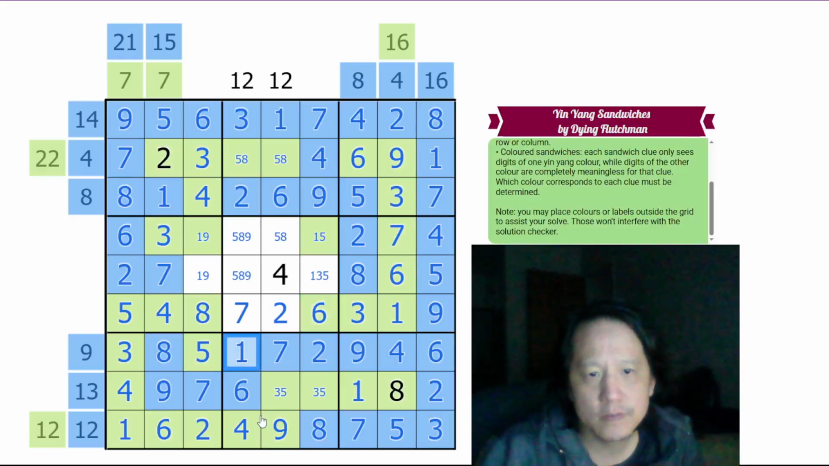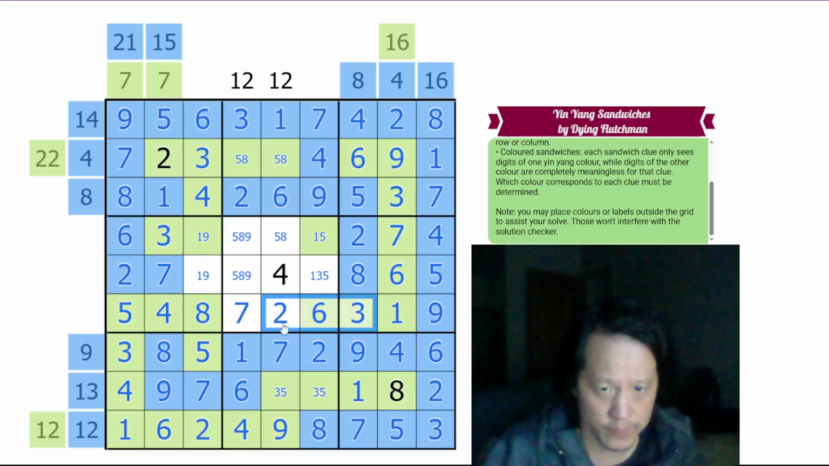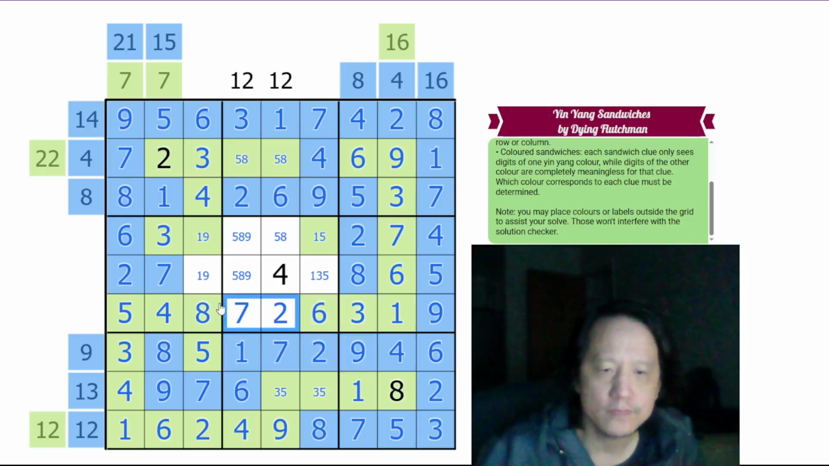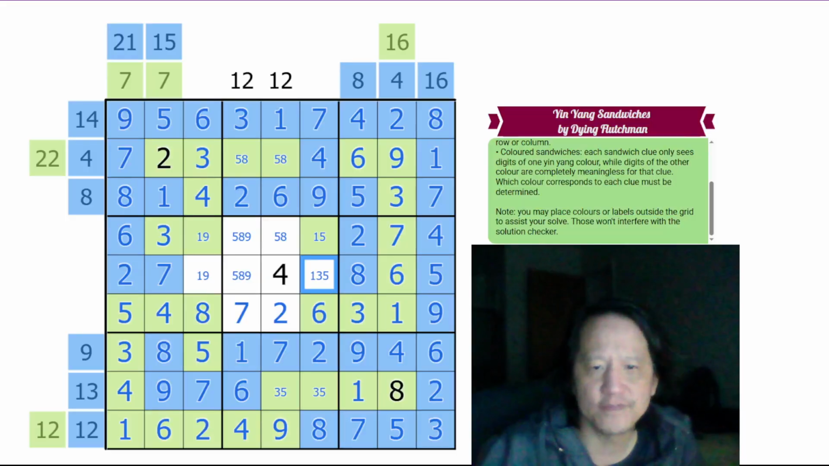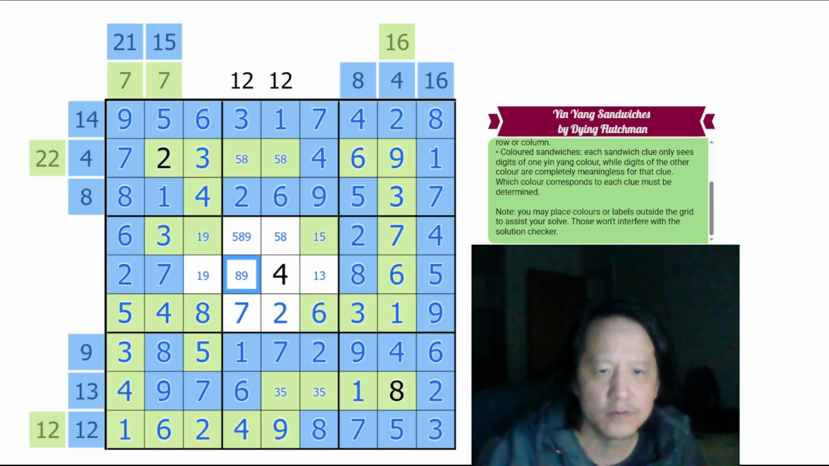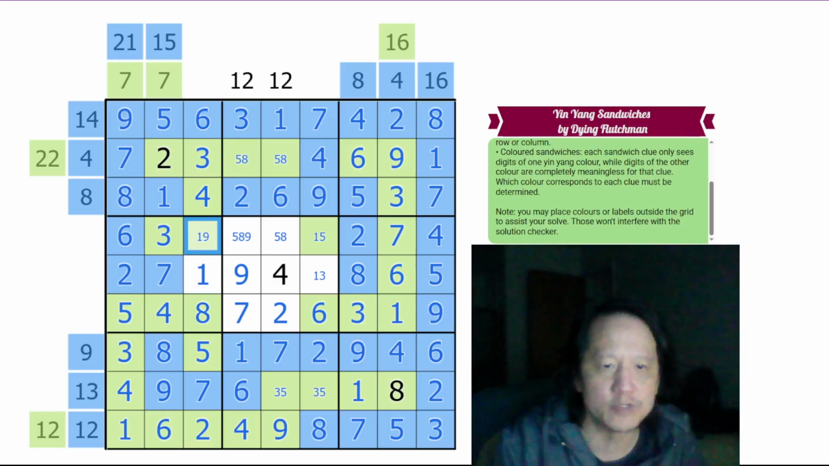Interesting. This is green. Blue is already connected. Okay. What happens? Okay, this can't be 5. And this can't be 5. This 8 eliminates 8 here. So this must be 9. Which makes this 1, which makes this 9.